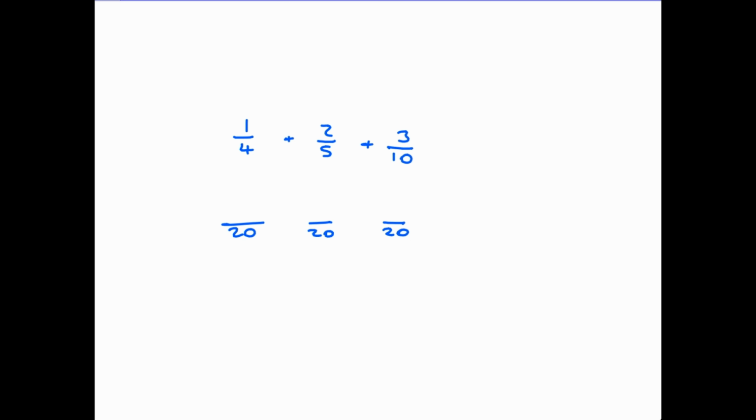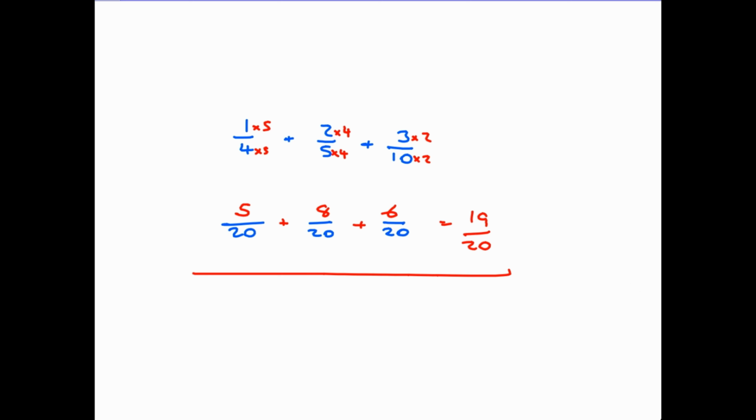So on the left hand side, 4 times 5 is 20, so 1 times 5 is 5. We're adding them together. In the centre, 5 times 4 is 20, so the top, 2 times 4 is 8, and the bottom one, of course, 10 times 2 is 20, so 3 times 2 is 6. So 5 plus 8 plus 6 equals 19/20. Always worth keeping an eye out for that possibility, just to make things a little easier.